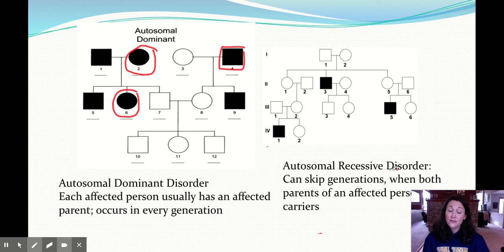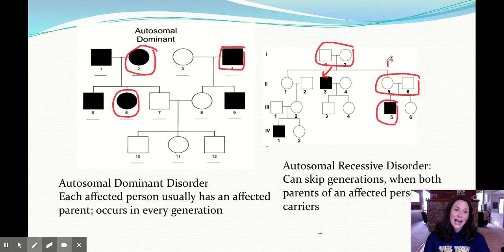A recessive disorder, on the other hand, shows up often when both parents don't have it, but they have a child who does have the disorder. This is an example of a recessive disorder. And take a look here, it happened again. 5 and 6 had a child who had the disorder. And the reason that happens, we know, is because if this is a recessive disorder and mom and dad are both heterozygotes, they could have a child with the disorder.